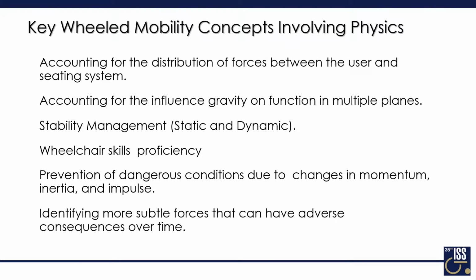So key wheel mobility concepts that involve physics are accounting for the distribution of forces between the user and the seating system. So basically we're looking at what vectors are at play there, what forces, and we try to resolve those things just like a physics equation as best we can. And where we do have unbalanced forces, what are we doing to mitigate those forces? A lot of times that's going to come out as far as distributing pressure evenly in a seating system. Accounting for the influence of gravity.